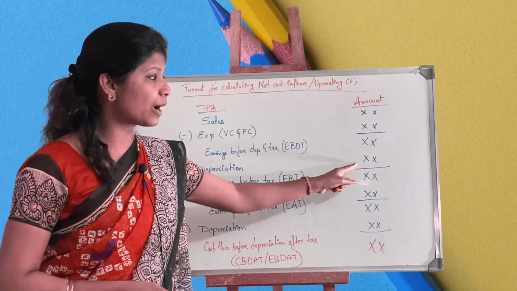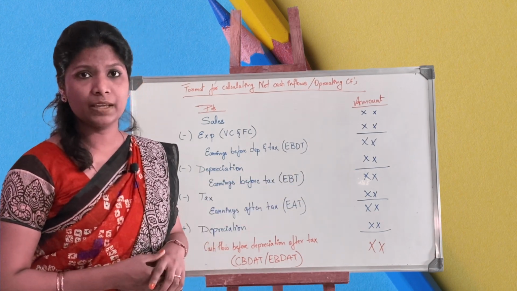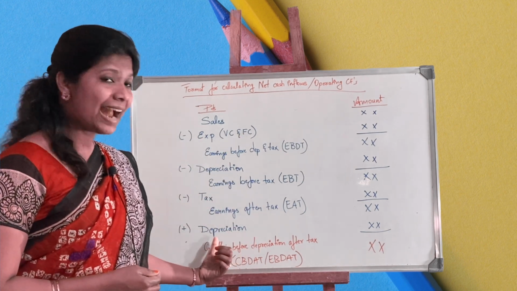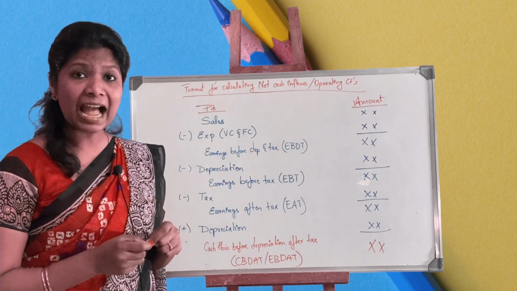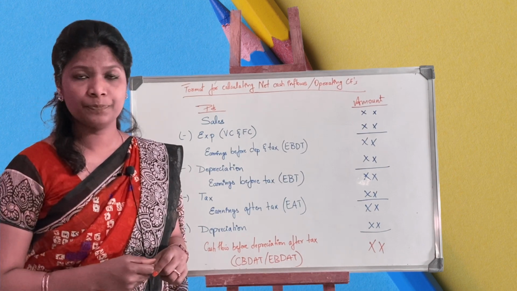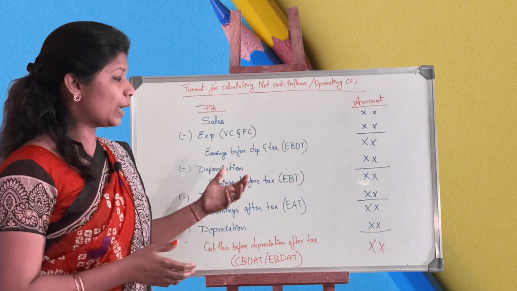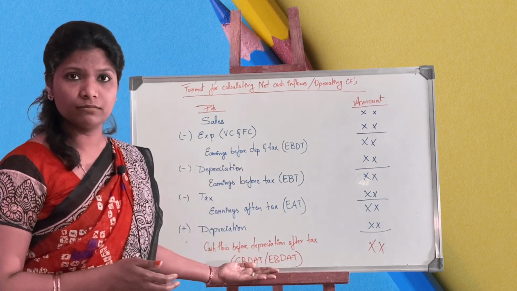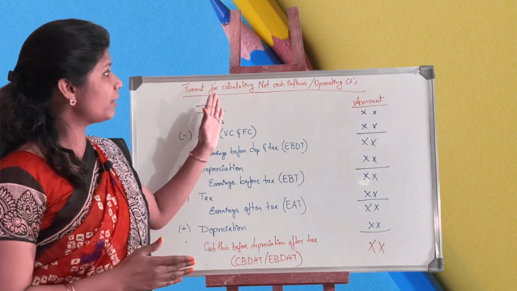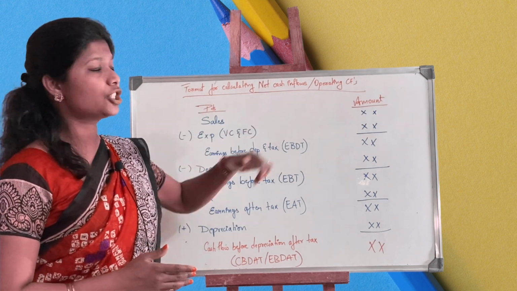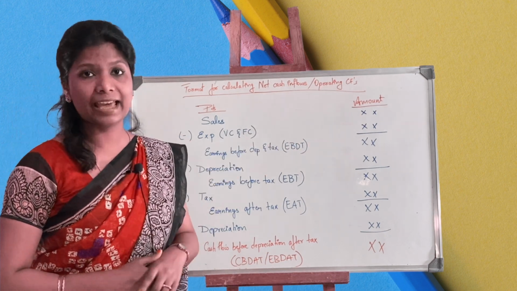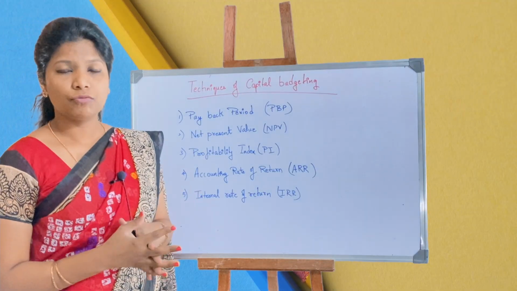How do I know that? Only when I add back what I have deducted here. But why am I deducting here? As a format. Why am I adding back here? To know my exact cash in hand or cash at bank. Hope the concept is clear. Why we are deducting here and adding back here. Is that clear to you? So this is the second format that you need to learn, the format for calculating net cash inflows or operating cash flows. So we have completed two formats.